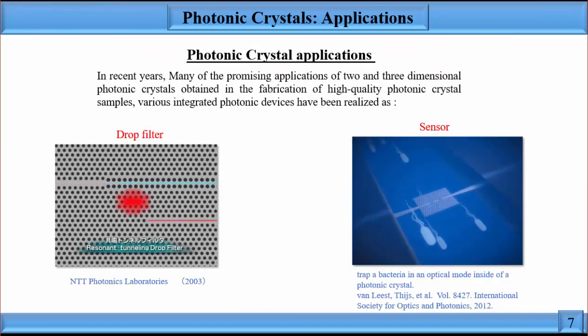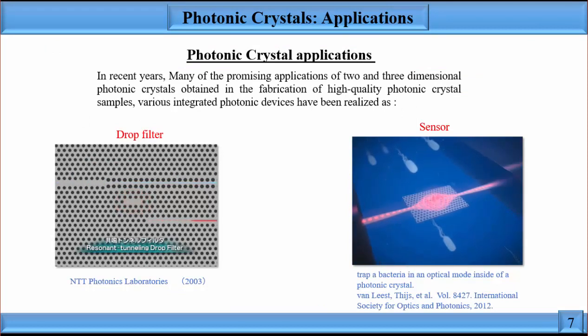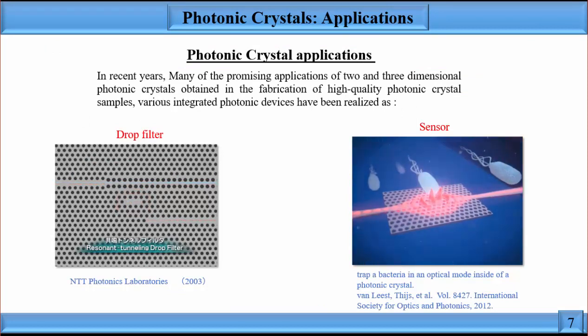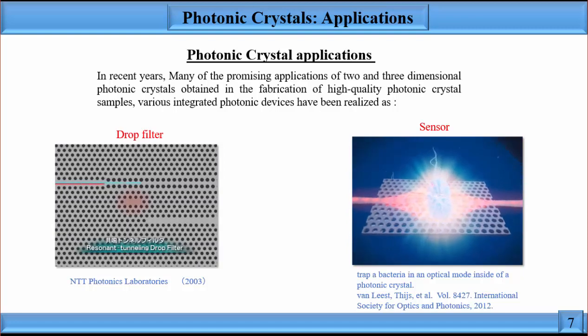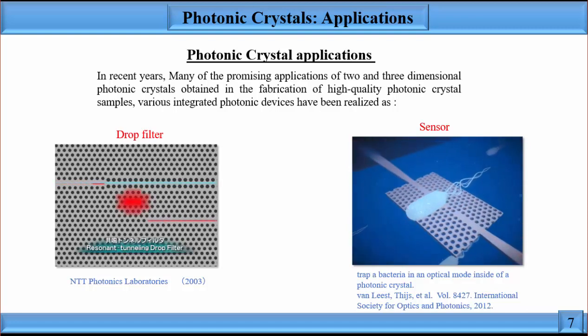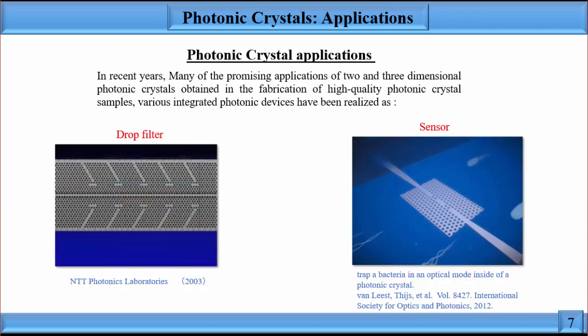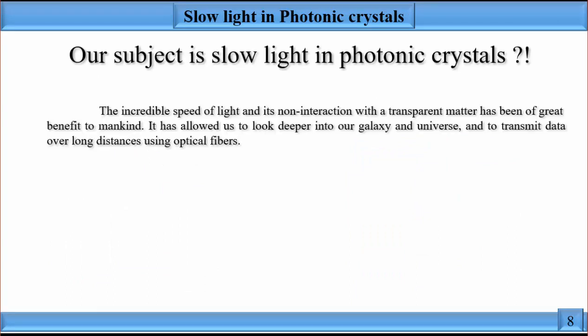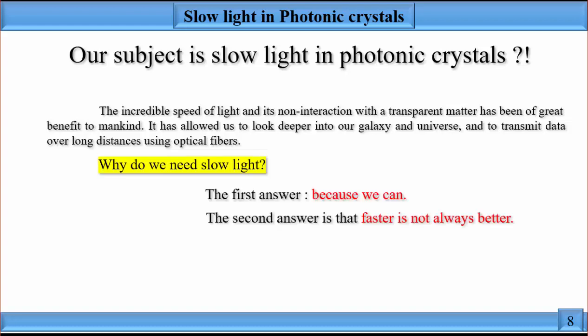Slide 7. Applications. In recent years, many of the promising applications of 2- and 3-dimensional photonic crystals have been obtained. With the fabrication of high-quality photonic crystal samples, various integrated photonic devices have been realized. Slide 8. Our subject is slow light in photonic crystals. The incredible speed of light and its non-interaction with the transparent matter has been of great benefit to mankind. It has allowed us to look deeper into our galaxy and universe, and to transmit data over long distances using optical fibers.